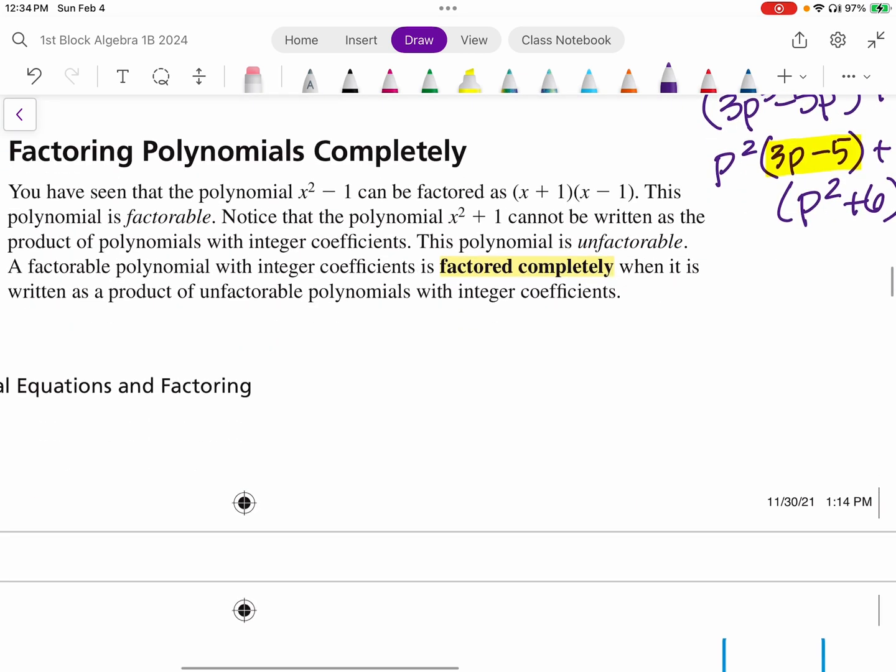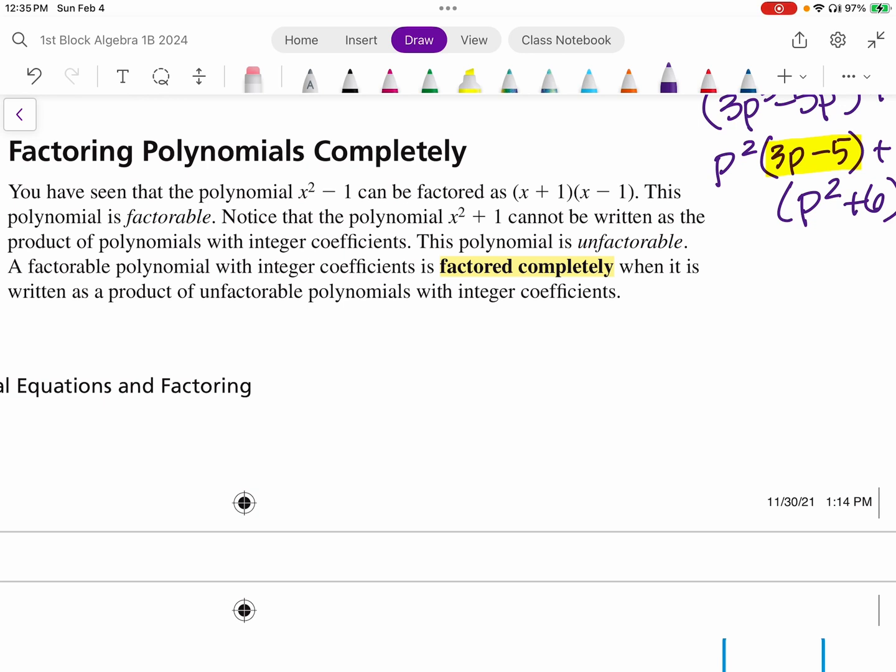Okay, so we learned a new method of factoring. We have our X box method. We have recognizing difference of squares. We have recognizing perfect square trinomials. And then we have factoring by grouping when there are 4 terms.